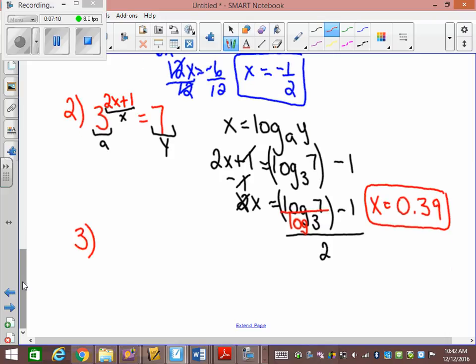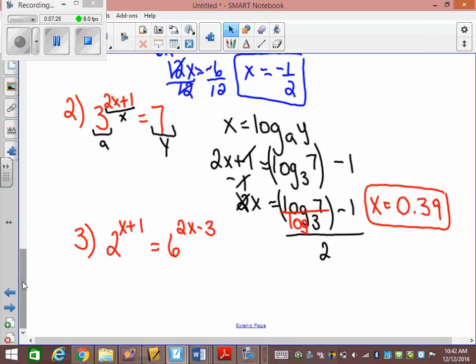Number 3. I give you 2 to the x plus 1 equals 6 to the 2x minus 3. So some people try their hardest to make this a common base. I cannot, in the curriculum 30-2, ask you to solve this algebraically. Because if there are 2 bases with 2 exponents, in order to solve it algebraically, it has to make a common base. I don't have that option.